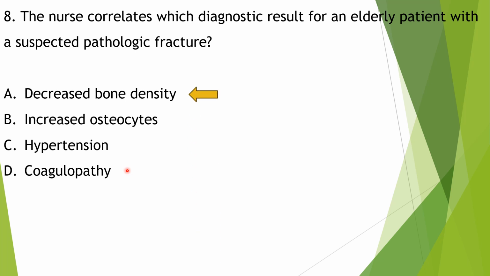Decreased bone density leads to increased risk of fractures. By age 35 in women and 55 in men, bone mineral density decreases by 1% per year. There is decreased osteoblastic function with normal aging. Increased osteocytes occur in bone synthesis and healing. Hypertension does not affect bone structure. Coagulopathy does not alter the bone structure.